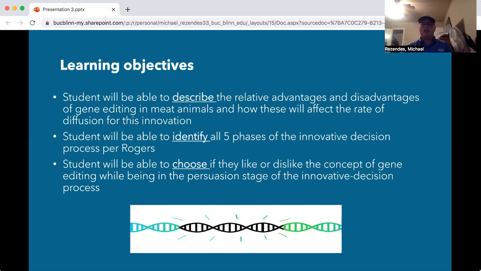Students who listen will be able to describe the relative advantages and disadvantages of gene editing in meat animals and how these will affect the rate of diffusion for this innovation. Students will be able to identify all five phases of the innovative decision process per Rogers. Students will be able to choose if they like or dislike the concept of gene editing while being in the persuasion stage of the innovative decision process.